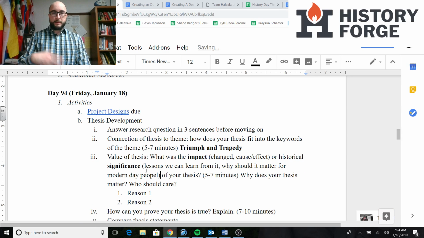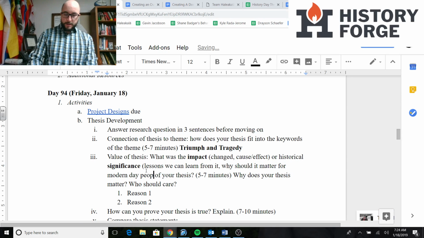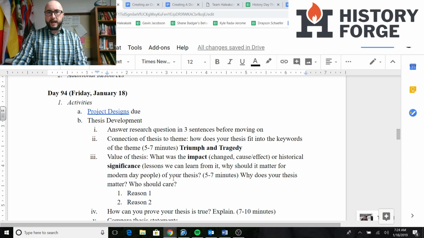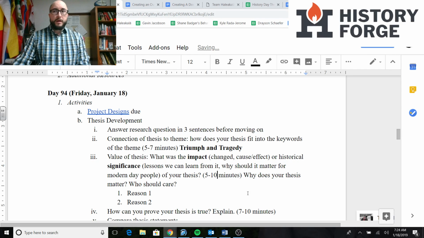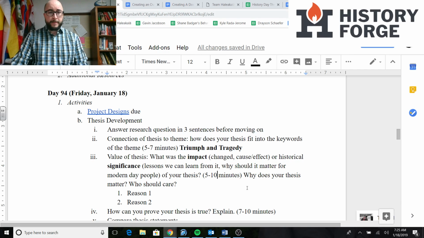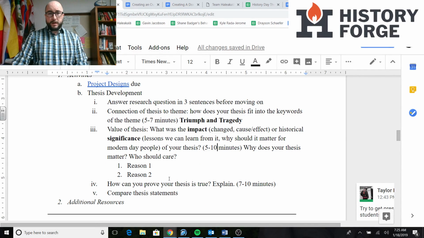Okay, so really be thinking about those ideas. And I really want you, again, just to reflect for a little bit of time. 5 to 7 minutes is all I'm asking for. And if you want to go beyond, if you want to make it 10 minutes, it's fine. But just really be thinking about that and reflect on it. If you do that, you're just going to have more stuff for your project, okay? So that's it for this entire thing. Again, it's going to take you 5 to 10 minutes.